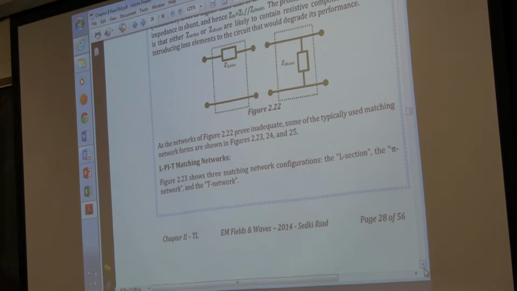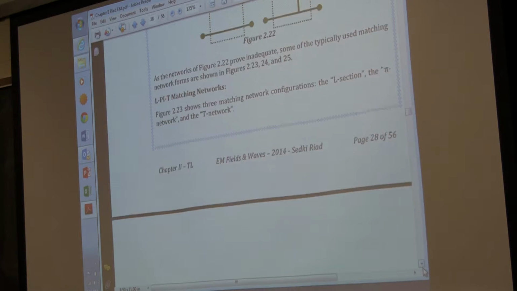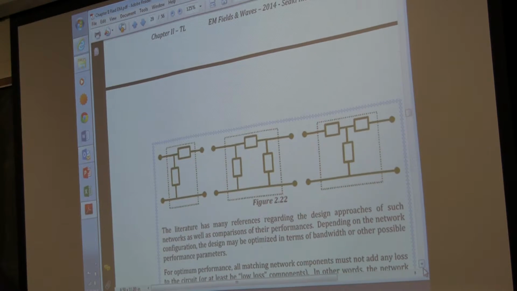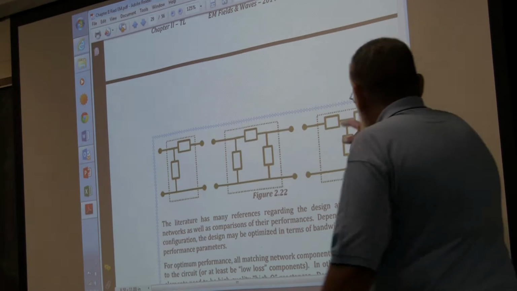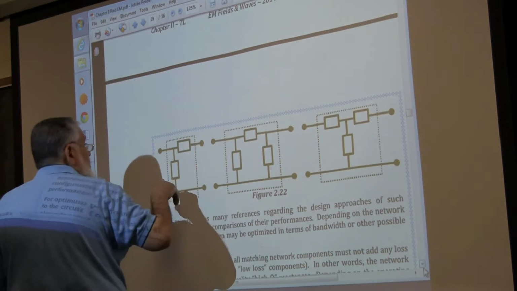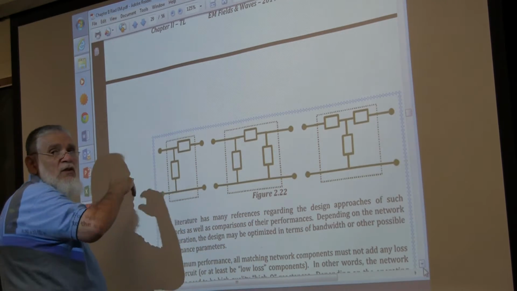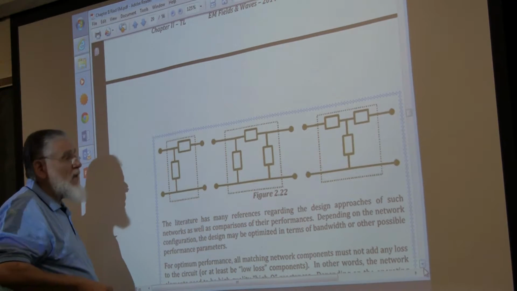So we go to the next step of fanciness, all right? What we call the left side here is typically called the L section, the middle one is called the pi section, and the right one is called the T section. And these are typically used in radio frequencies, very commonly used in radio frequencies. You use L and C, all right? These are typically pure reactances. And the surprising thing is that although they are pure reactances, they can change the resistive level as well, okay? And you can prove that.